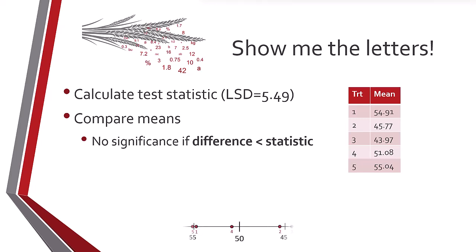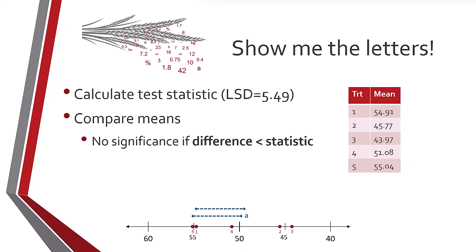To visualize this process, we can use a number line. The LSD value creates a range around each mean, and anything outside that range is significantly different according to the mean comparison test. Let's start with the largest mean, and extend to the lower bound. All treatments within this range are not significantly different, so we assign the letter A to treatments 5, 1, and 4. Repeat this process for each mean.